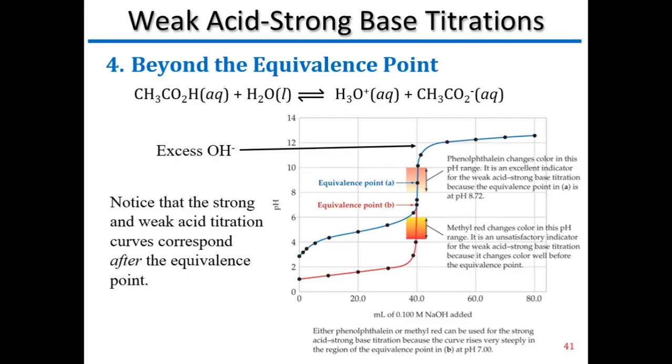Then just like with a strong acid, strong base, we're going to end up with a point where we have excess base around. We've consumed all of the acid, so now we have excess OH minus. We end up with a basic plateau, in other words, so it'll keep growing essentially up to the basic pH.